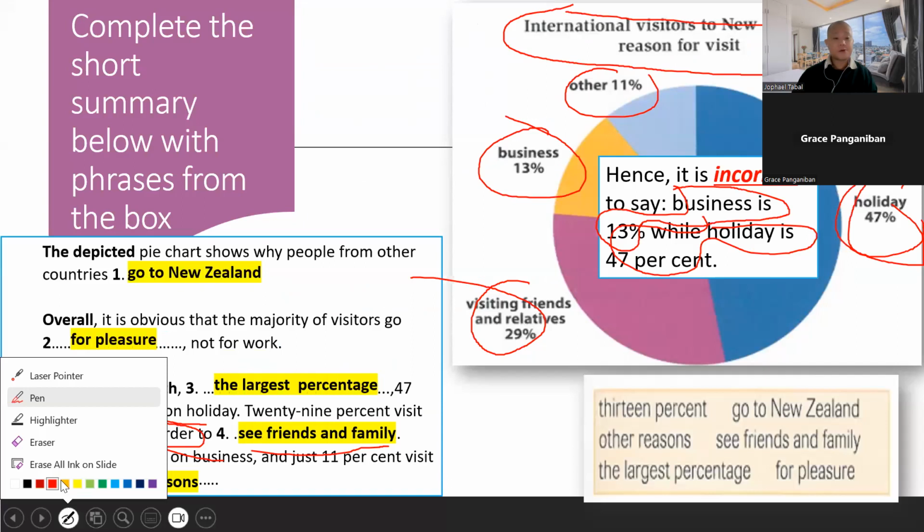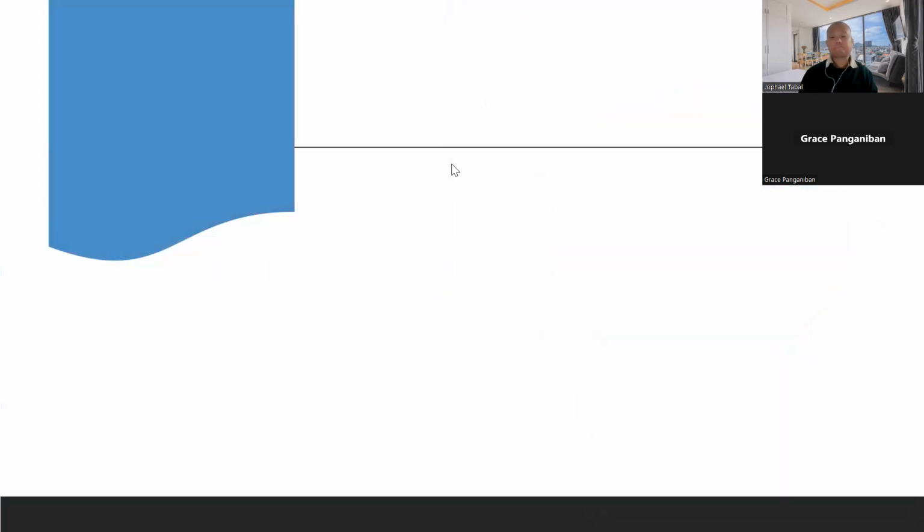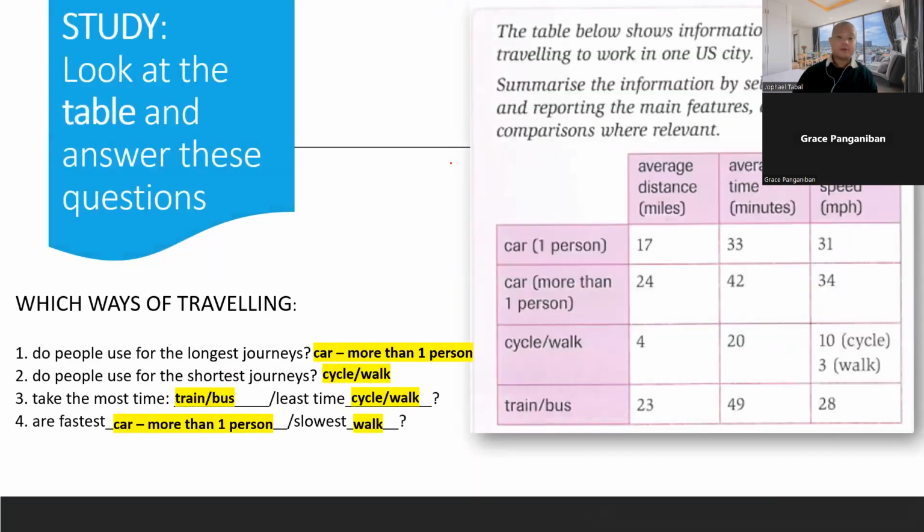Another example. Let's have another example. So for example here, I have seen some of my students writing this way. They say car one person: the average distance for car one person is 17 miles, and cycle walk is 4. That is absolutely a mistake because the student hasn't really understood the subject.